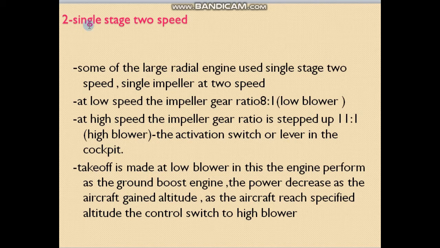What about the second type of supercharger? Single stage, two speed. Some of the large radial engines use single stage, two speed. A single impeller at two speeds. At low speed, the impeller gear ratio is 8:1. At high speed, the impeller gear ratio is stepped up to 11:1. The activation is by a switch or lever in the cockpit. Takeoff is made at low power. In this mode, the engine performs as the ground boost engine. The power decreases as the aircraft gains altitude. As the aircraft reaches the specified altitude, the control is switched to high power from the cockpit.